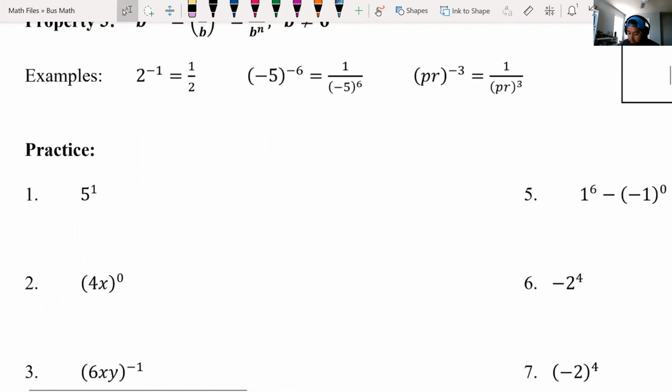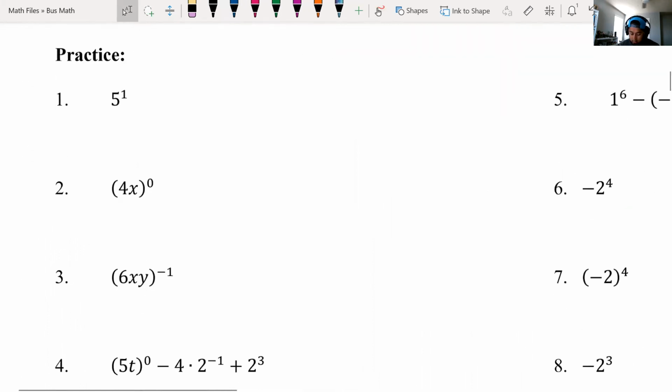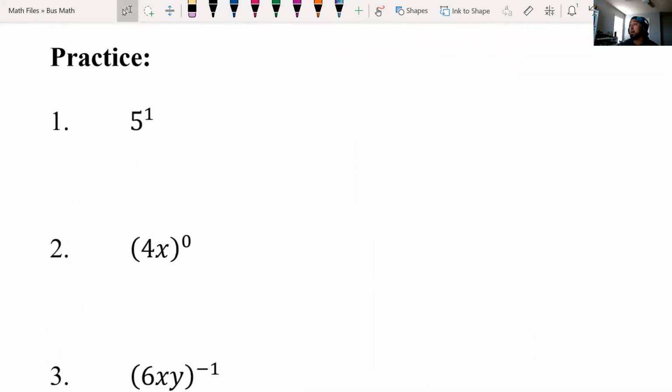All right, so let's get started here. Number 1, 5 to the first. Any base raised to the first power is itself. So 5 to the first will be 5. 2, 4x raised to the 0th power. Any base raised to the 0th power will always be 1.